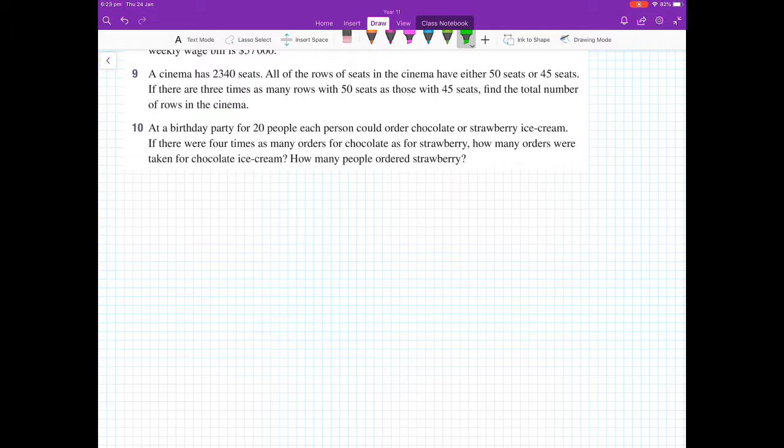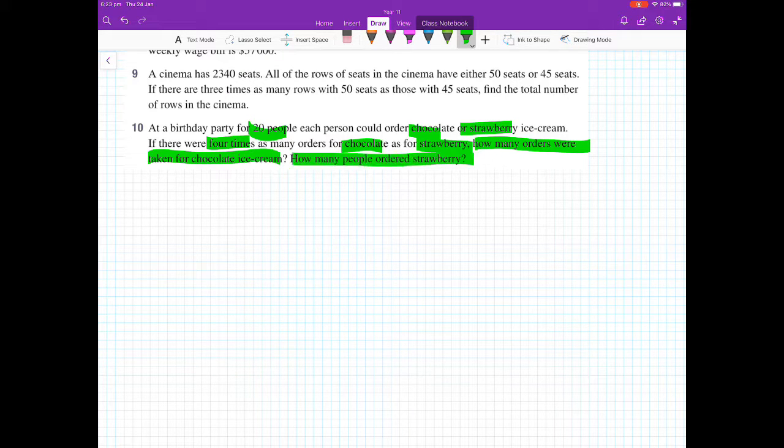Alrighty, last one of our level 3 questions for this section of the textbook. We have a birthday party. Oh my gosh. 20 people ordering desserts. There's chocolate or strawberry. This is so exciting. There's 4 times as many chocolate orders as strawberry orders. OMG. Like, who thought? We want to know how many chocolates and how many strawberries were ordered? Like, that's probably really good for catering options.